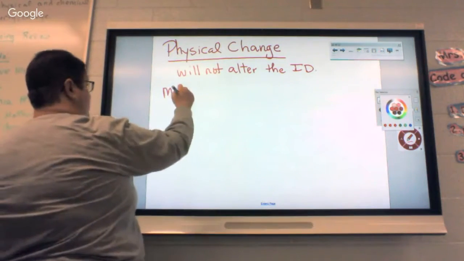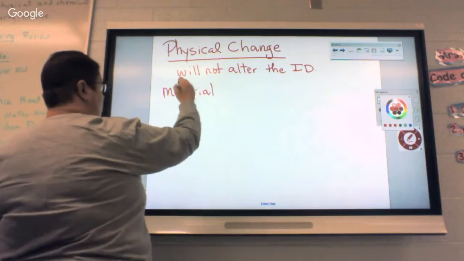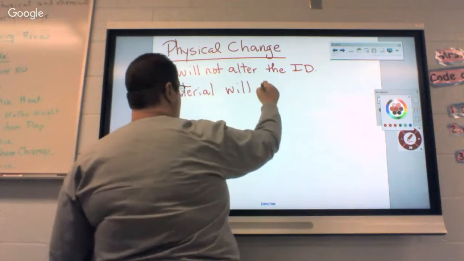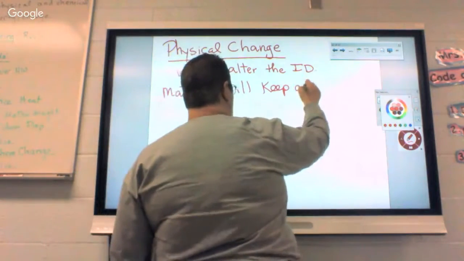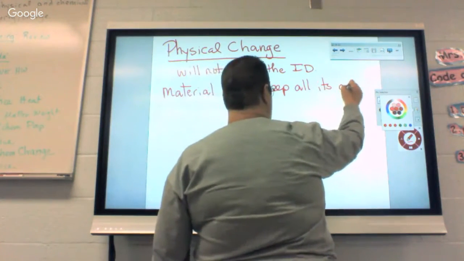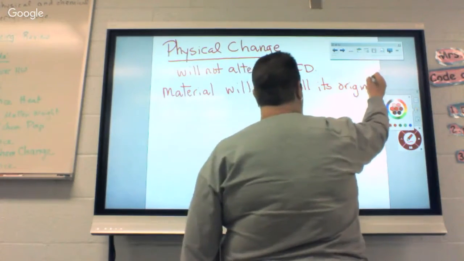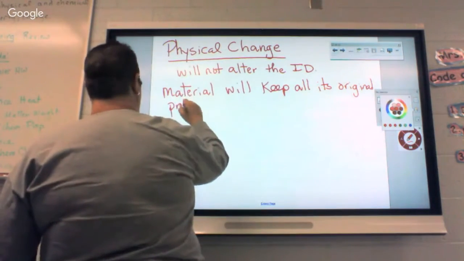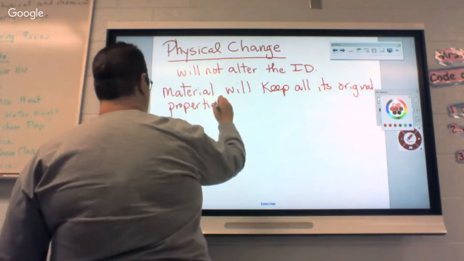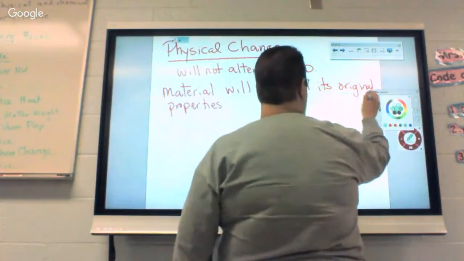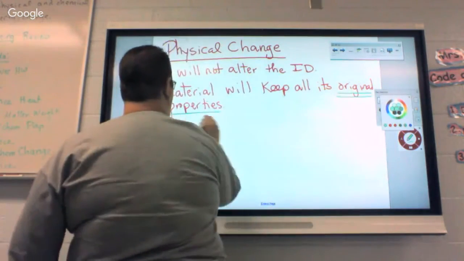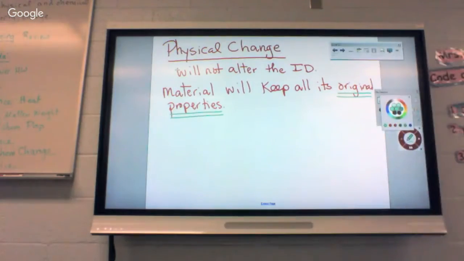The material will keep all its original properties. All right, it keeps all of its original properties. Because tomorrow, when we talk about chemical change, is it going to keep its original properties? No, it's going to get all brand new properties.